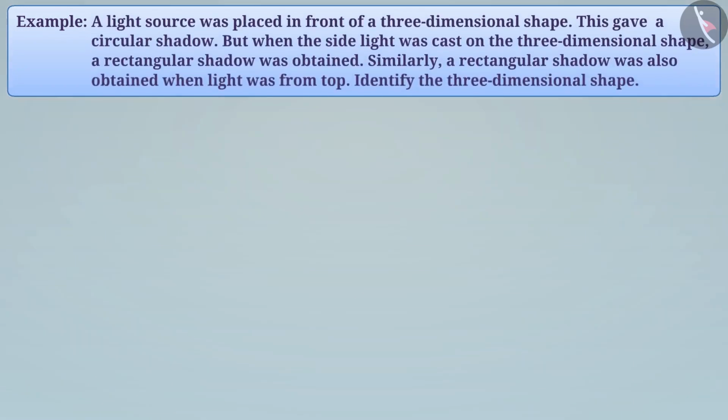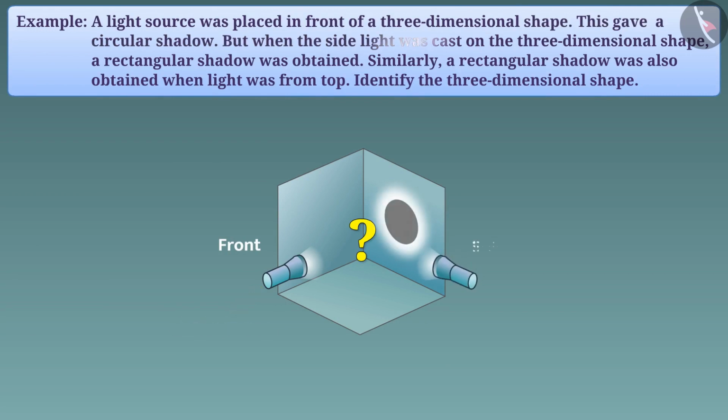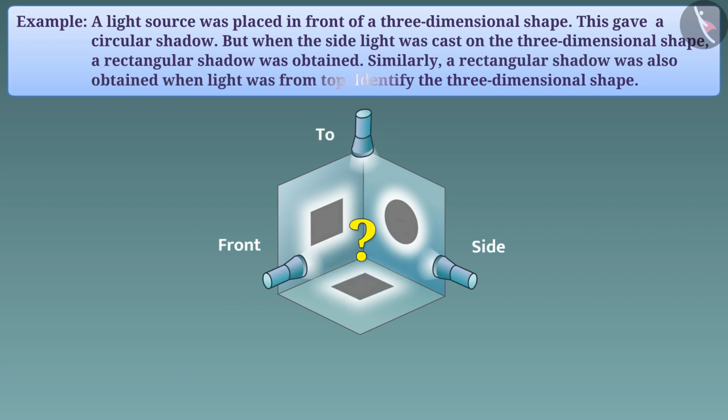Next example. A light source was placed in front of a three-dimensional shape. This gave a circular shadow. But when the side light was cast on the three-dimensional shape, a rectangular shadow was obtained. Similarly, a rectangular shadow was also obtained when light was from the top. Identify the three-dimensional shape.